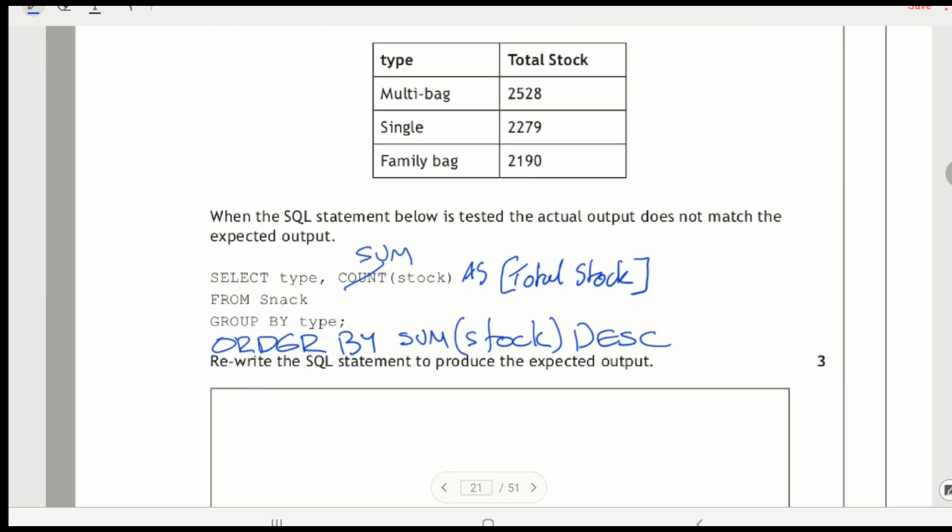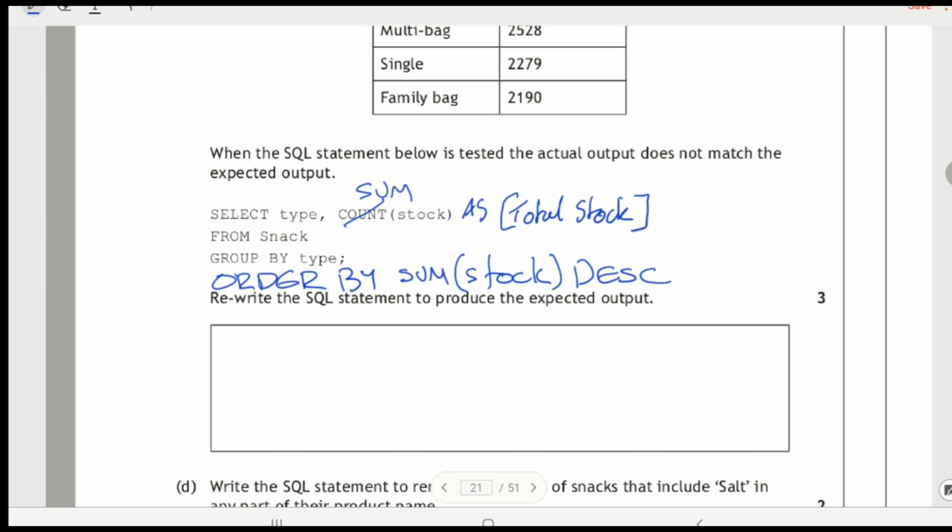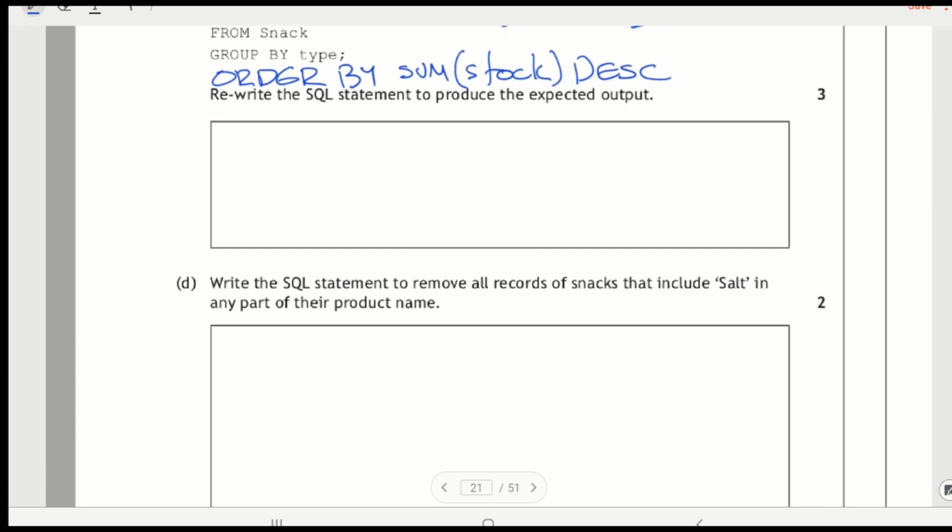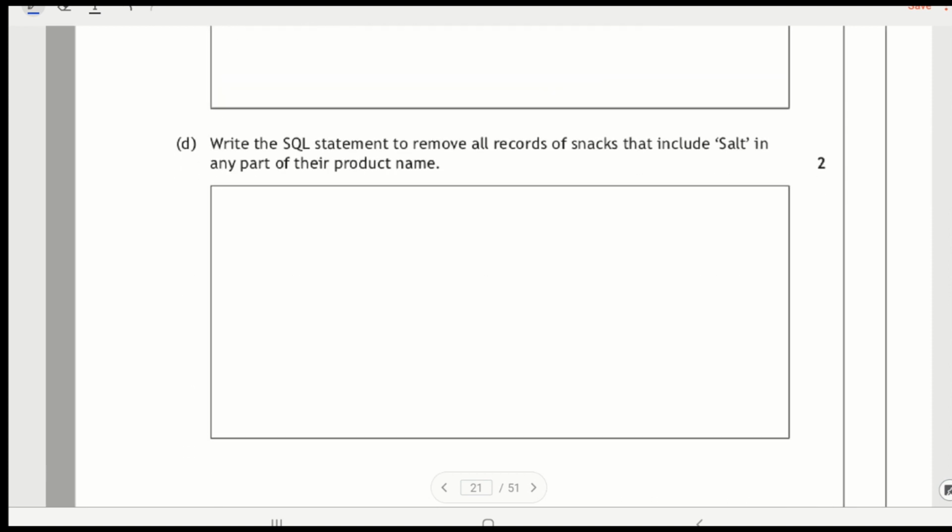Now, I didn't write it in the box there because the box was quite small and I didn't think I would have space to rewrite it all. But obviously you would be doing that in the real exam. Write the SQL statement to remove all records. So this is another good one because you've been doing so many select queries, practicing all these new higher concepts like calculations, that sometimes you forget how to do the basics for Nat 5.